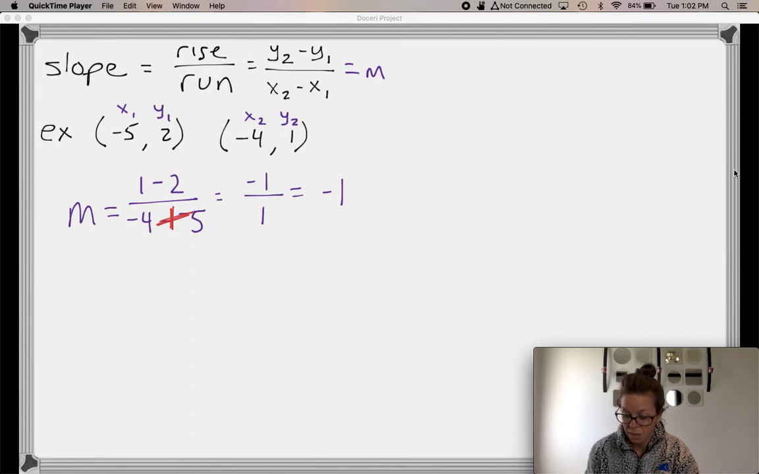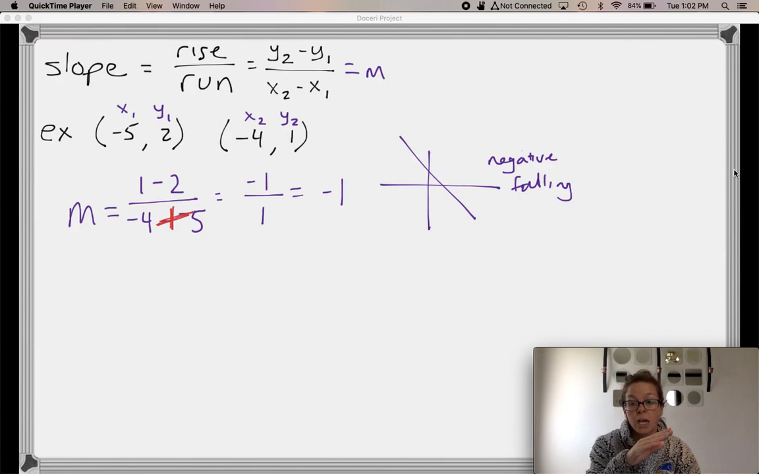A negative slope, in geometry and algebra, is what we call a falling line. So this is a negative slope, and it's going to make a falling line. As we read across a book from left to right, that line is falling.